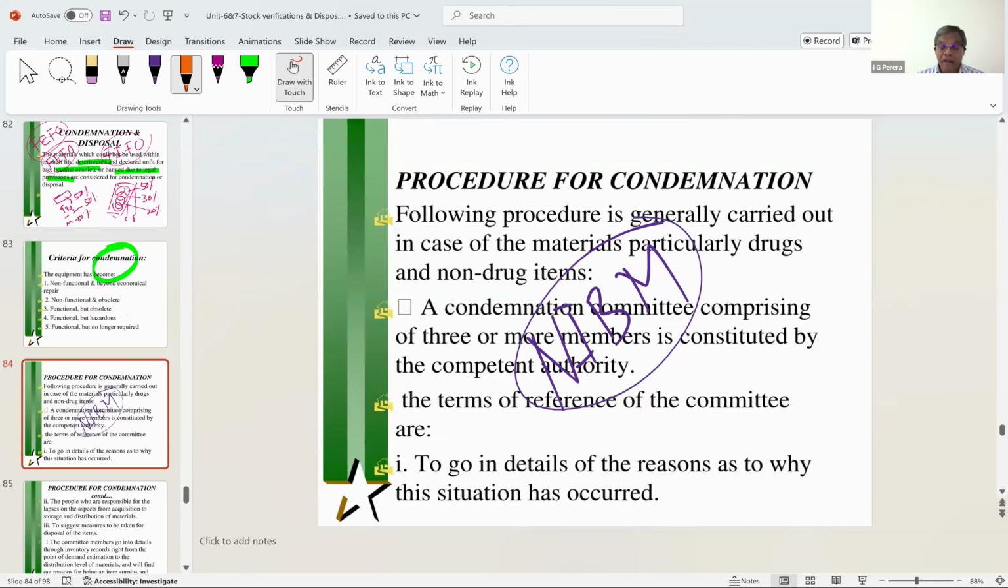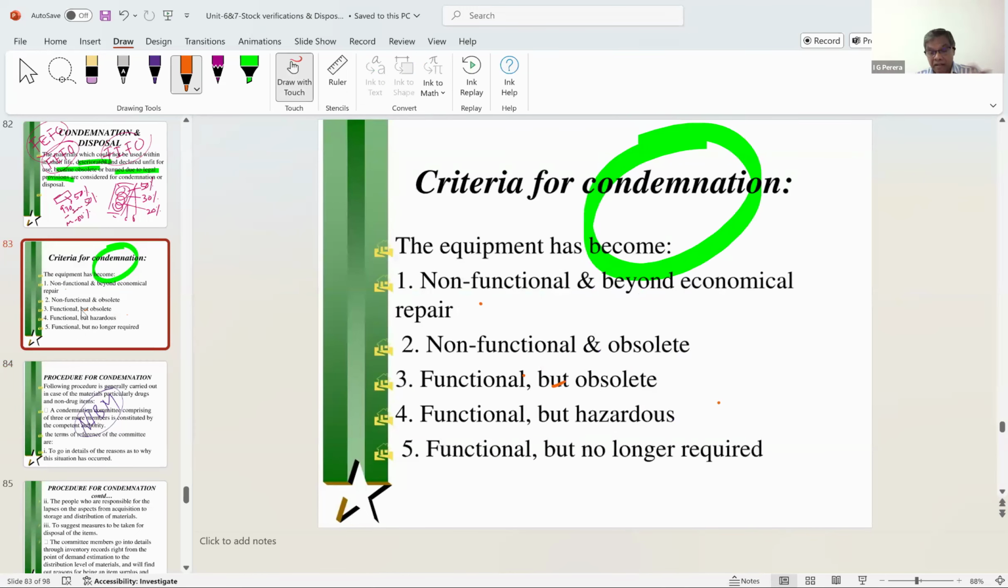So you can come up with this kind of a policy. Such items should be condemned and disposed of. So you have to have your own procedure.